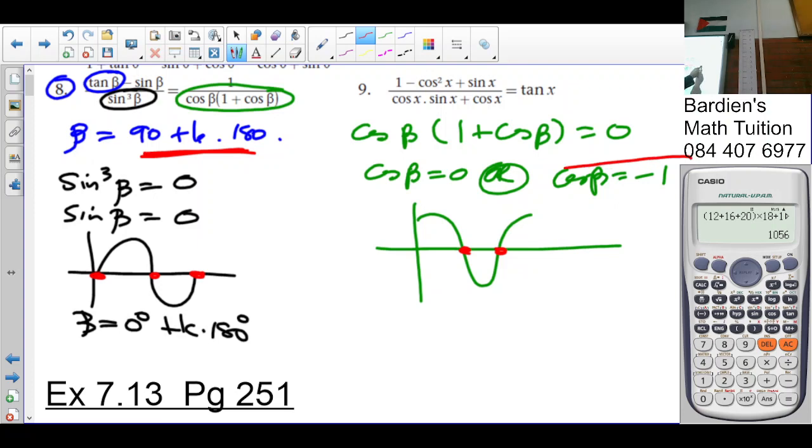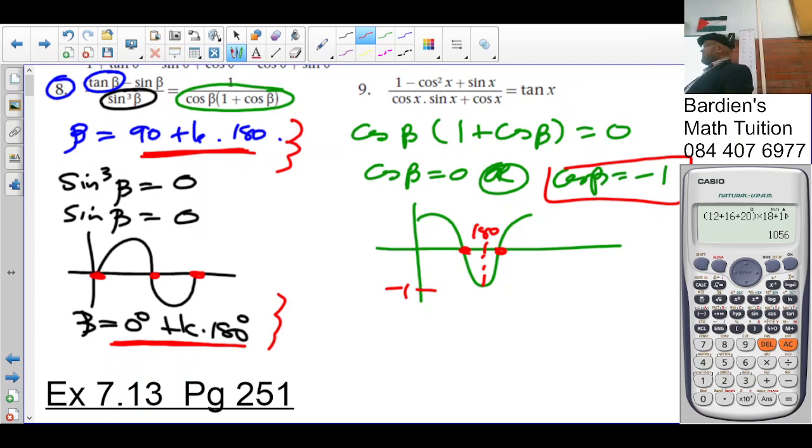Where is cos of beta equal to minus 1? At 180. Is that accounted for? Yes, because if k is 1, then I will get beta to be 180. Otherwise, you could have written beta is equal to 180 plus k times 360. But since those are already counted for in these solutions, we don't have to write it down.